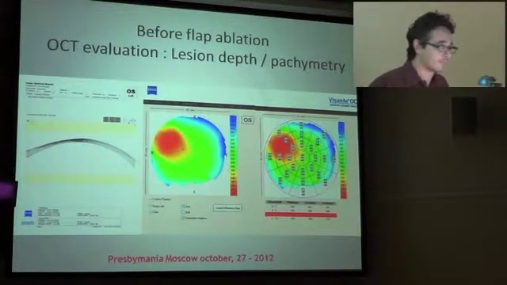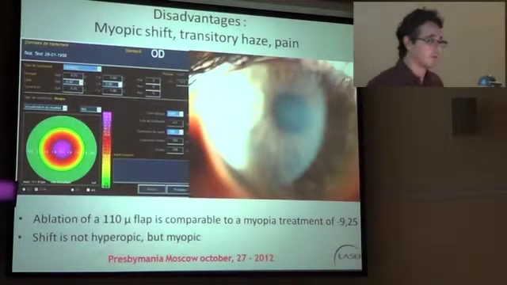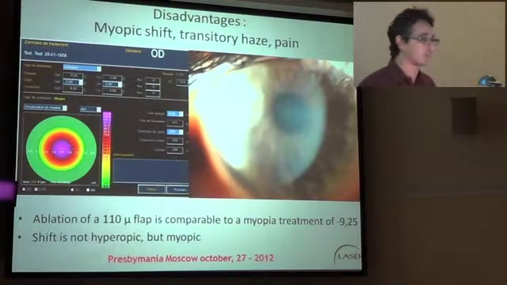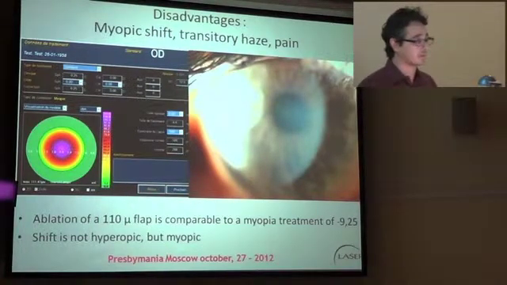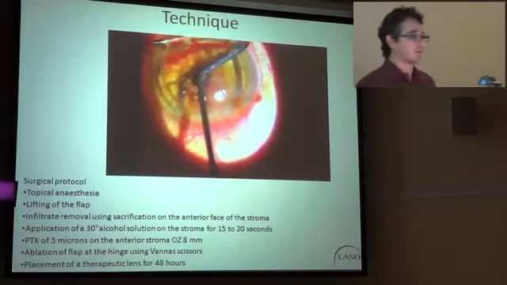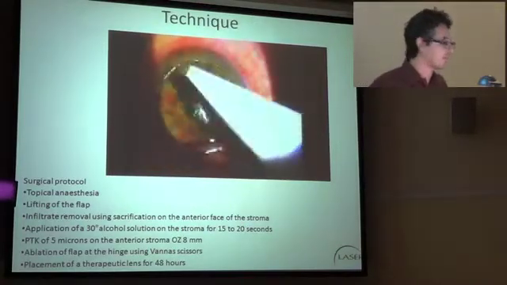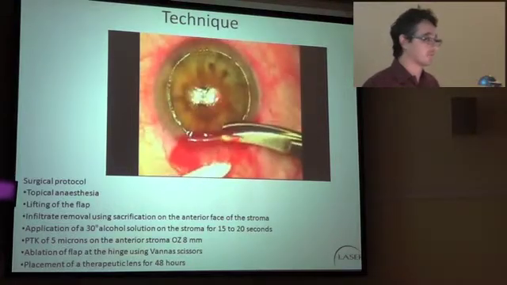So we do the preoperative check with the pachymetry and depth of the lesions. We thought we could have a hyperopic shift because of the central situation of the corneal tissue we were about to remove. But in fact, we saw that we had a slight myopic shift. So the technique is very, very simple. It's like a normal wash under the laser, under topical anesthesia. You lift the flap, you use alcohol, and the difference is that we end with PTK to flatten the stromal bed, and then it's just a simple scissor cut.